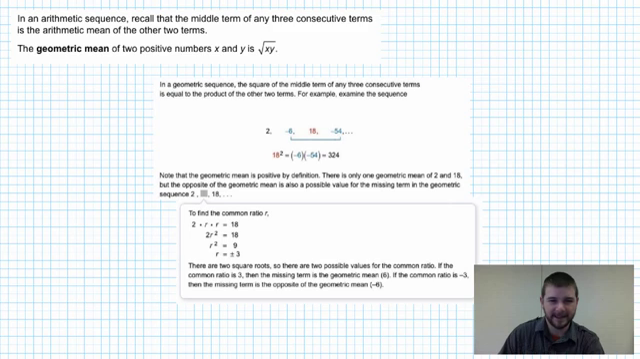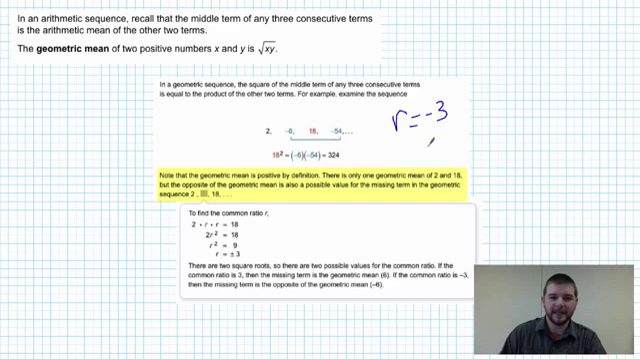For example, examine this sequence. 2, -6, 18, -54. So let's consider, we're assuming this is geometric, but let's make sure. Times -3, times -3, times -3. All right, so we have a common ratio of -3. 18 squared, so our middle term squared, equals the product of the terms surrounding it. So the product of -6 and -54. This can be really helpful when you're attempting to find missing terms in a geometric sequence.